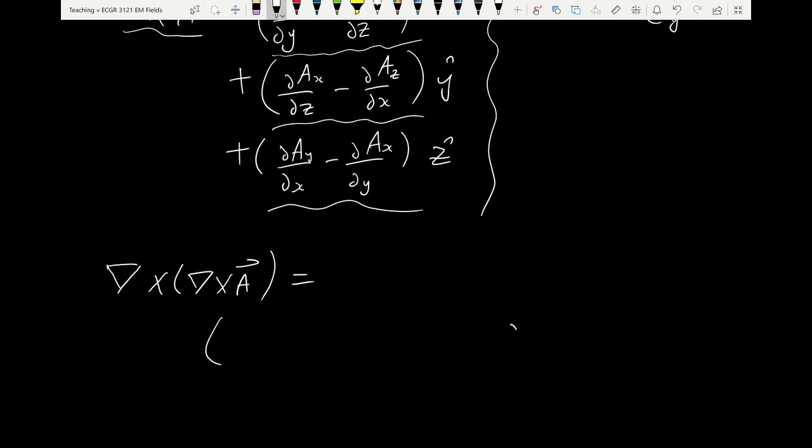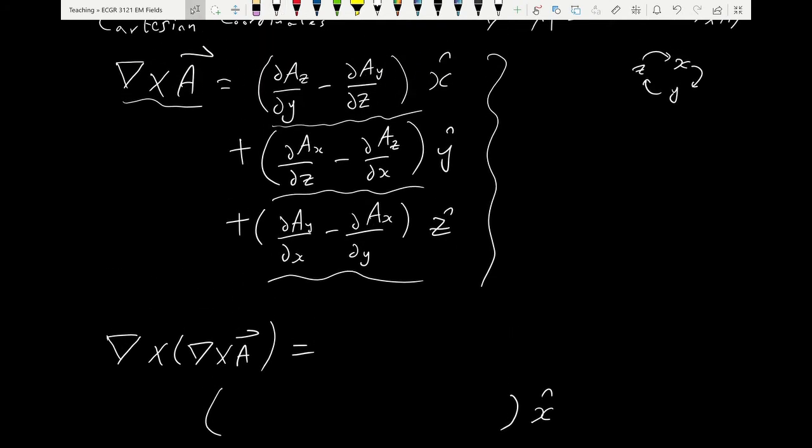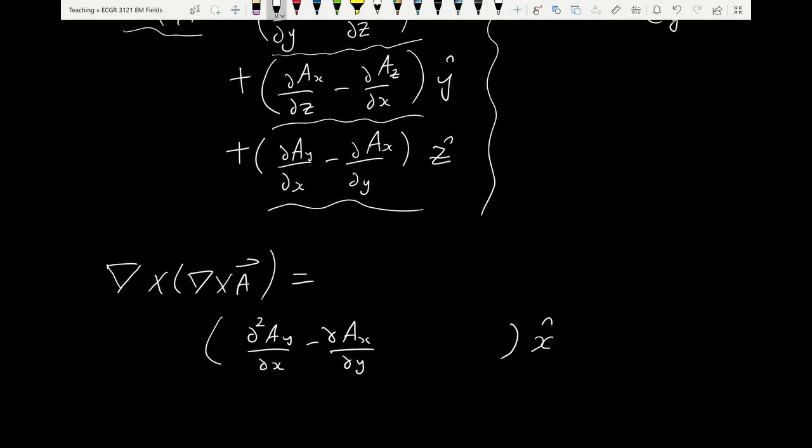So for the x hat component, what do we need to get? First the az component. What's the az component of the first curl? It's going to be delta ay over delta x minus delta ax over delta y, and then we need to differentiate it again by y. So this becomes delta squared ay over delta x delta y minus delta squared ax over delta y squared. See what I did? I repeated the definition of the curl twice.